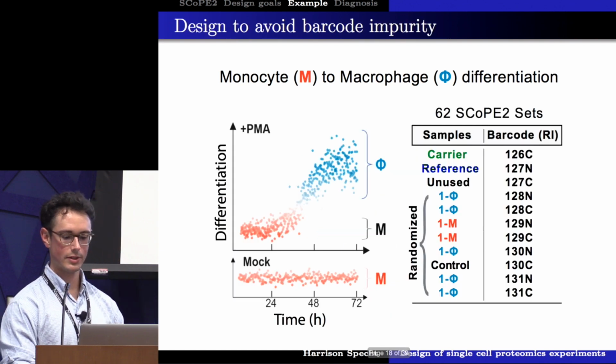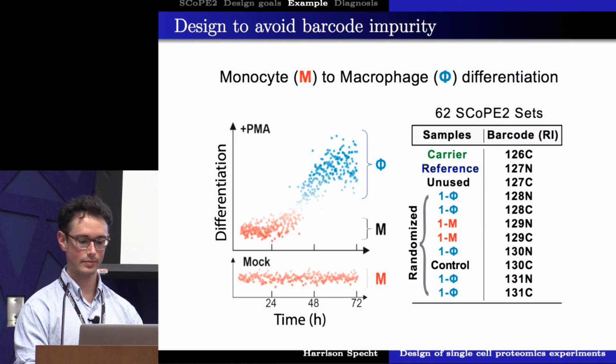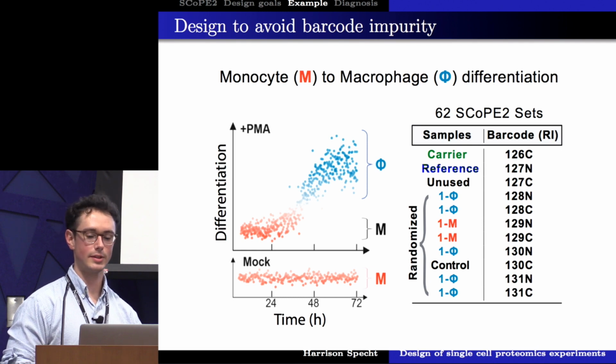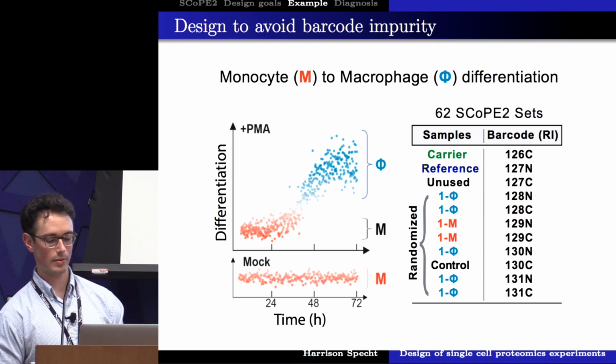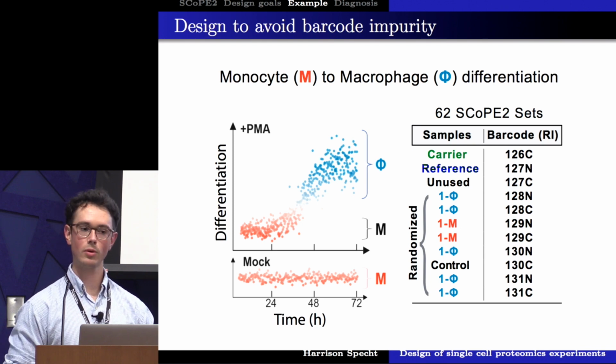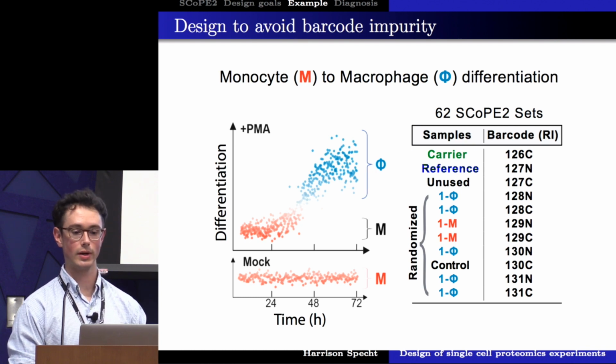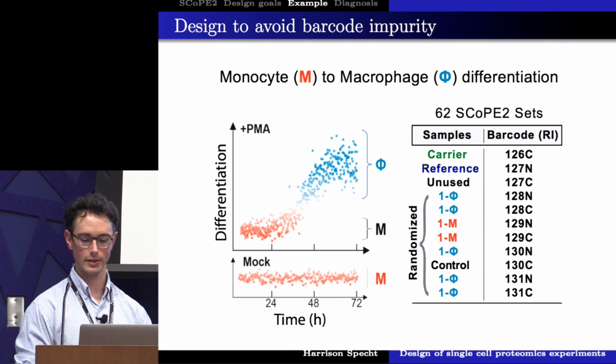So we differentiated these cultures for 72 hours with PMA, and then we sampled these 2 different cultures. We sorted them into 62 SCoPE sets using the same plate format that was shown earlier. We randomized them, including more macrophage cells than monocyte cells because we were more interested in them. We wanted to profile more of them. And then we also included control wells in these sets so that we could look at the background signal.